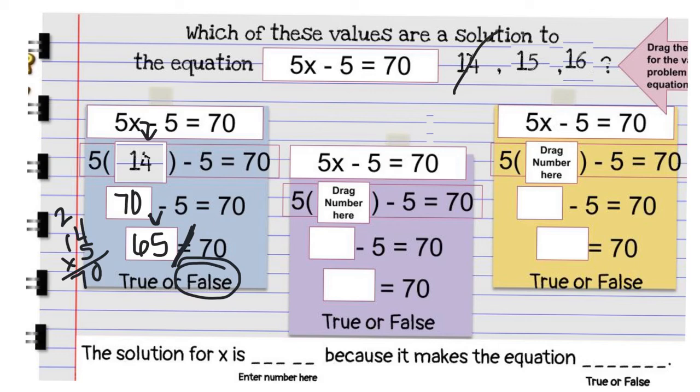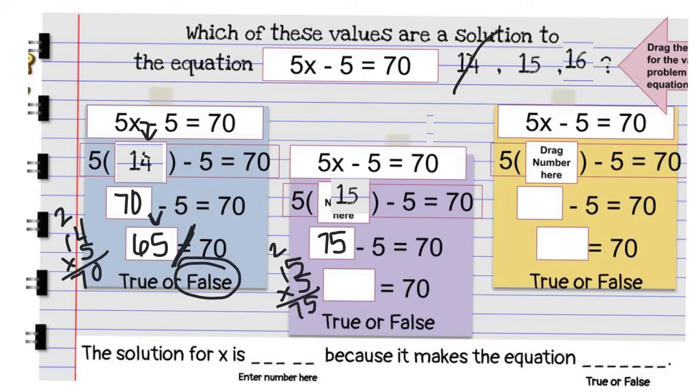So again, we have the same equation, 5 times x minus 5 equals 70. We're going to substitute in for x, and then this time we're going to substitute in the number 15. So now we're going to do 5 times 15 minus 5. So let's try that one. We have 15 times 5. That's 25. 5 times 1 is 5 plus 2. That's 5, 6, 7. That's 75.